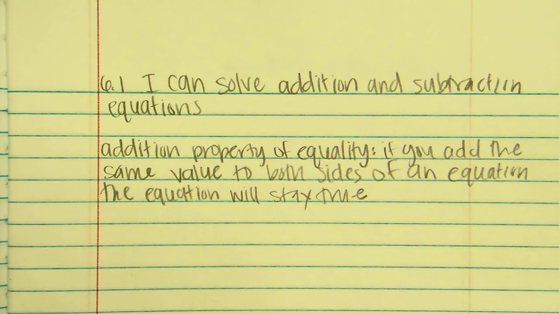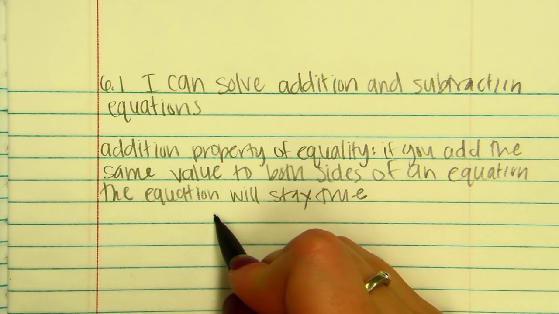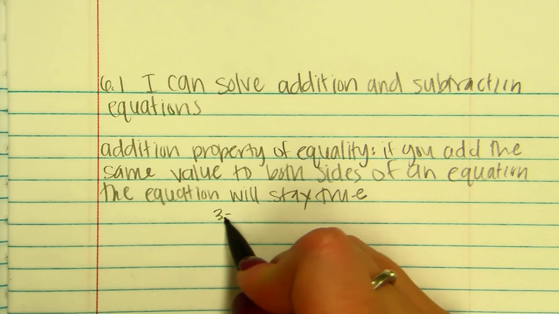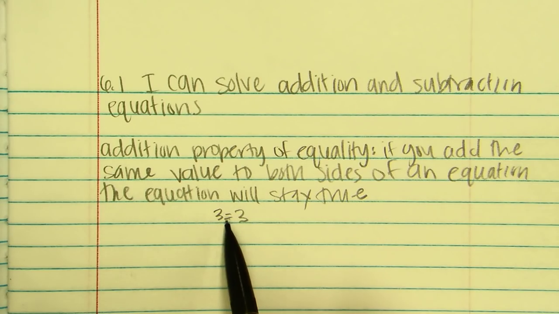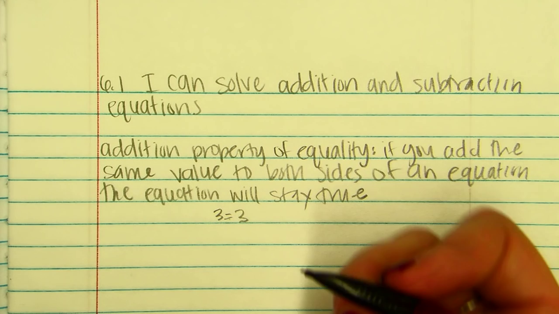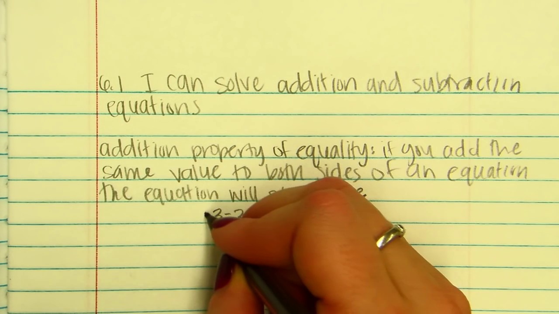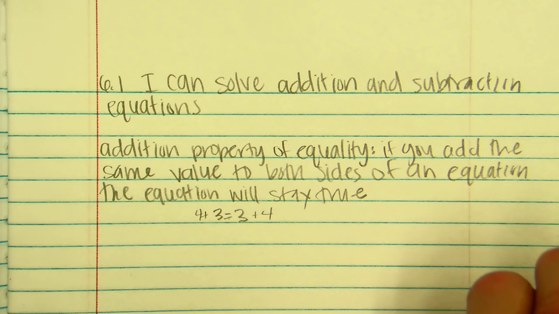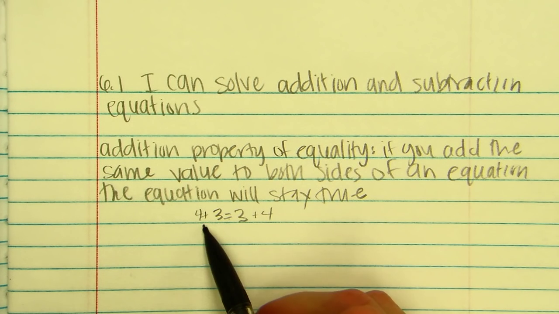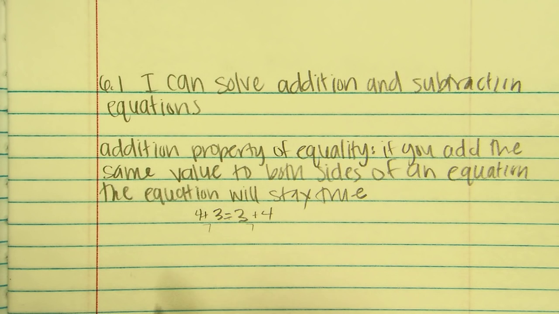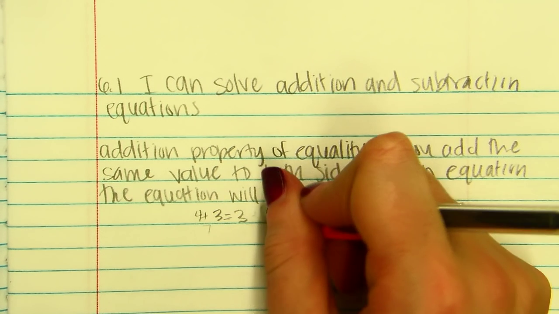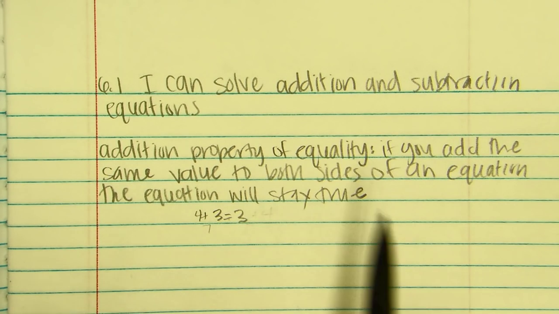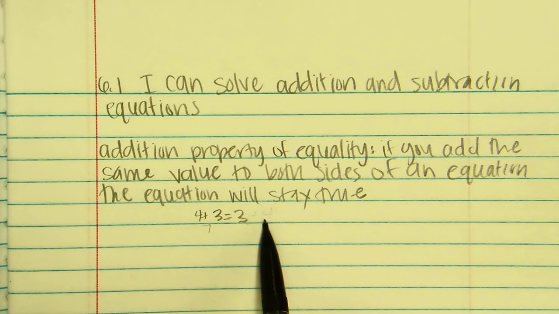So that means if I have, let's say, just 3 equals 3. This is an equation, we have an equal sign, and both sides are equal. If I add 4 to this side and to this side, my equation still stays true because 7 equals 7. If I only add a 4 to one side, is the equation still true? It wouldn't be, because this side is 7 and this side is 3, and they're not actually equal.